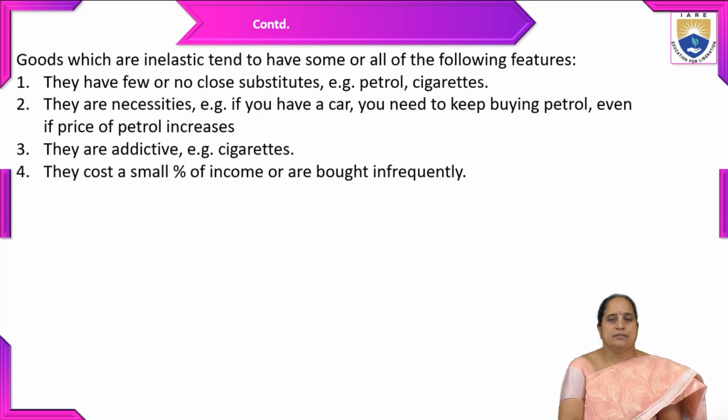Goods which are inelastic tend to have some features. They have few or no close substitutes, like petrol and cigarettes. They are necessities. For example, if you have a car, you need to keep buying petrol even if the price of petrol increases. They are addictive, as with cigars and alcohol. They cost a small percentage of income or are bought infrequently.